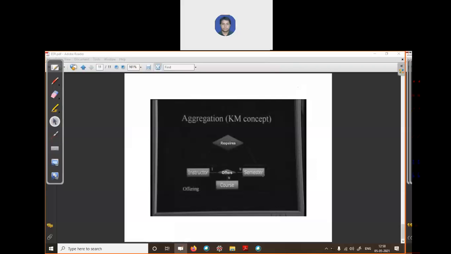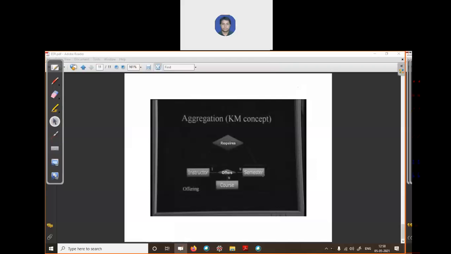You can see the example on your screen. There is one relationship, offers. This offer relationship is a ternary relationship. Ternary relationship means there are three entity types participating. Instructor offers some course in a particular semester.